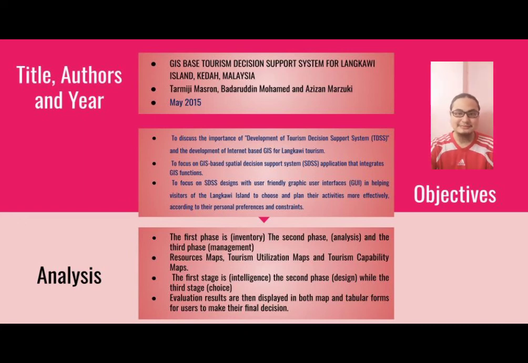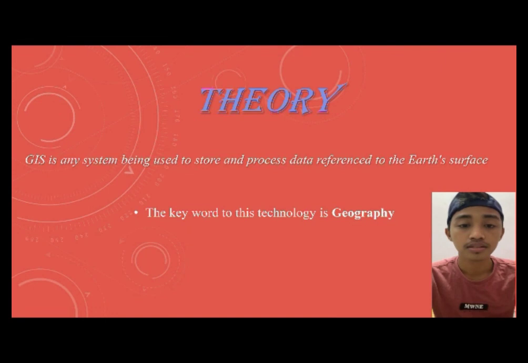Thank you. Theory. GIS is any system used to store and process data referring to the Earth's surface. This is one of the theories. A geographical information system is a system designed to capture, analyze, manage, and present all geographical data. The keyword of the theory is geography, which grew and expanded, influenced by internet development starting in 1990. People and methods are combined with geospatial software and tools to enable spatial analysis, manage large datasets, and display information in a map.